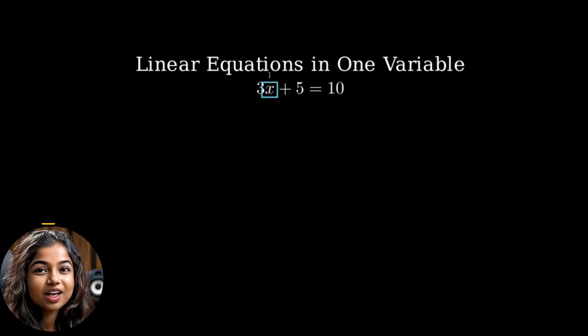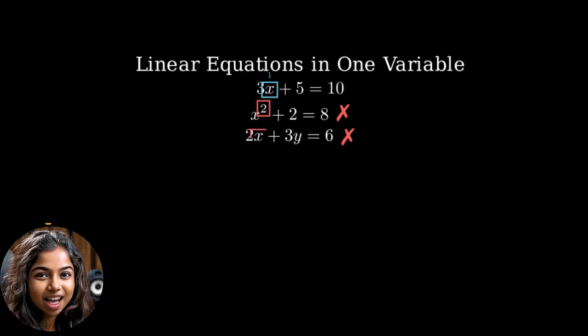Let's examine what makes an equation not linear. Here's our first counterexample. x squared plus 2 is equal to 8. This is not linear because the variable x is raised to a power greater than 1. Here's another non-example. 2x plus 3y equals 6. This isn't a linear equation in one variable because it contains two variables, x and y.